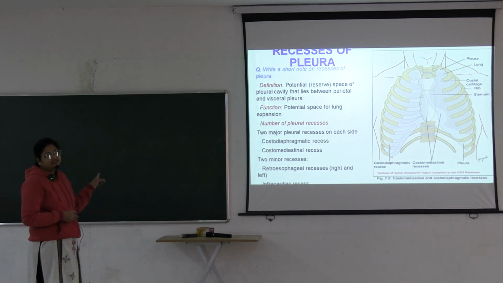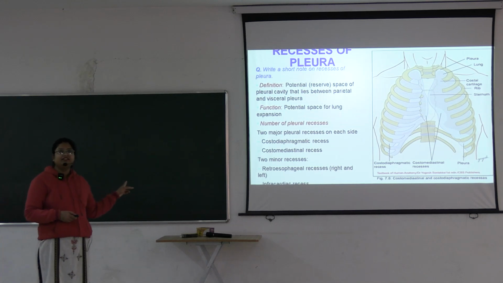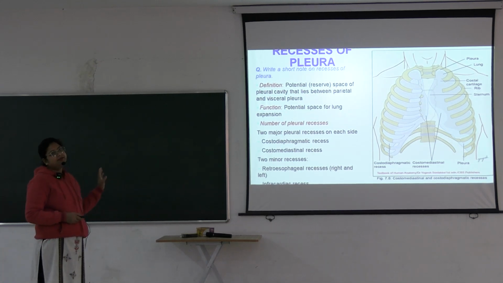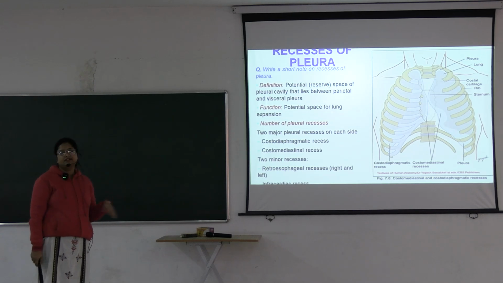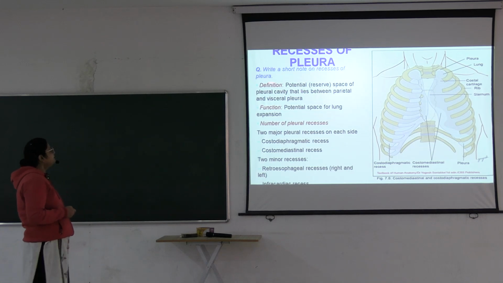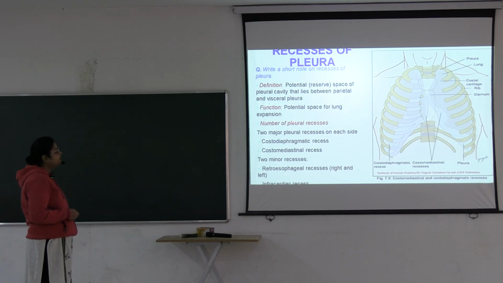So these recesses can come as a short note. These are important: costomediastinal and costodiaphragmatic recess. The pulmonary ligament is important mainly for viva and sometimes can come as a short note. Okay, so recesses of pleura are potential or reserved spaces of the pleural cavity that lie between parietal and visceral pleura. The function is a potential space for lung expansion.